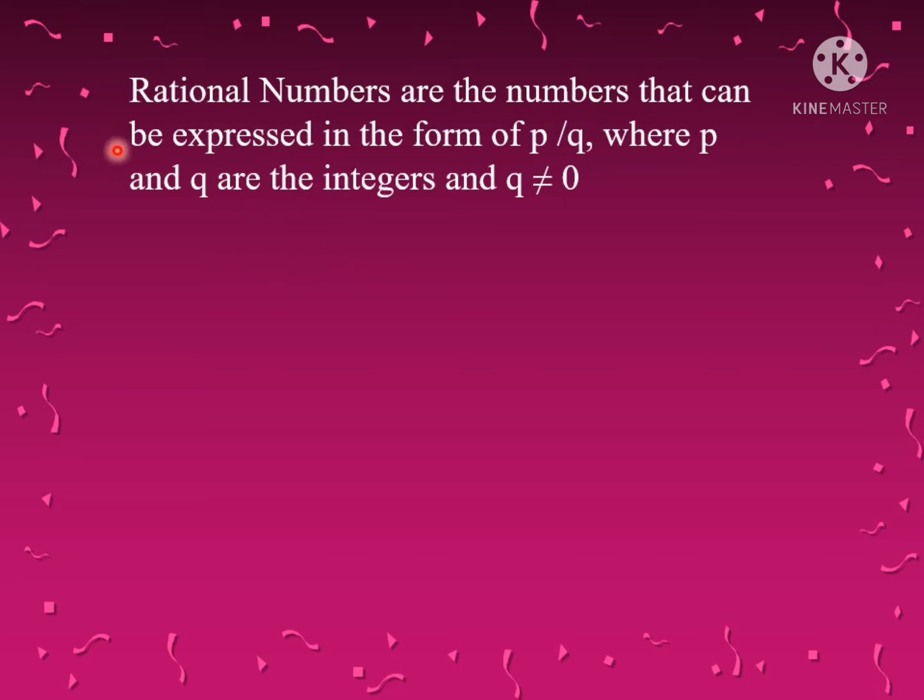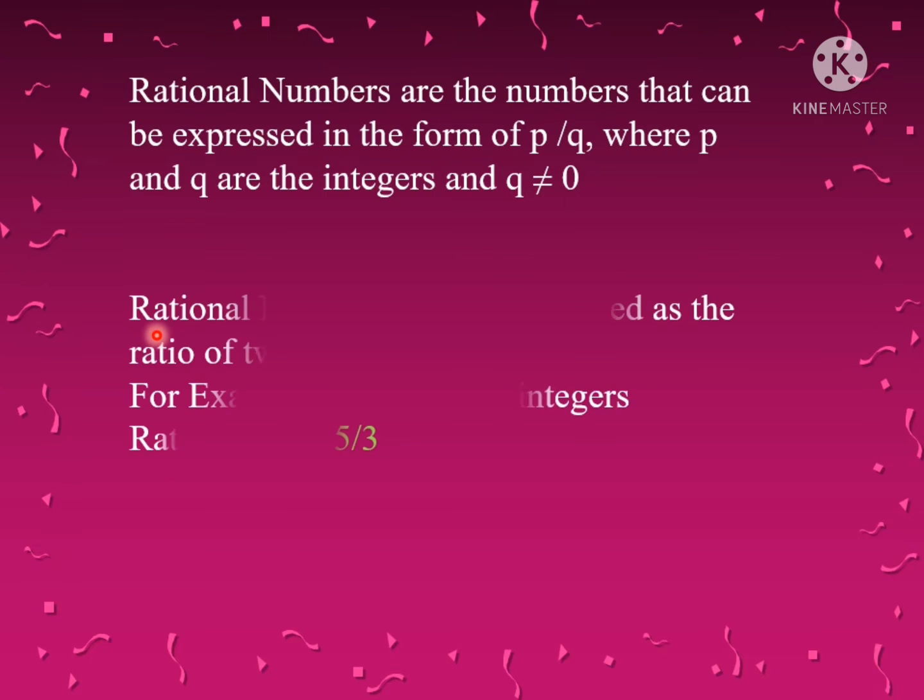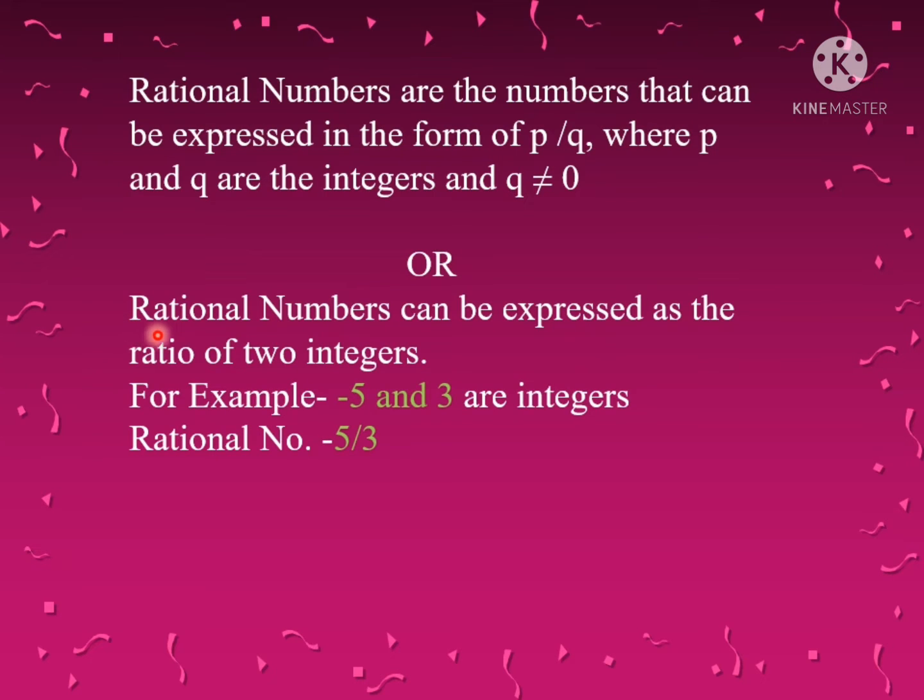This definition is already written in your book. Now I am going to give you one more definition. Rational numbers can be expressed as the ratio of two integers. So when we express the ratio of any two integers, we get a rational number. Like -5 and 3, both are integers, and if I express them in ratio form, that is -5 by 3, I get a rational number. So I hope you understood the definition of a rational number.